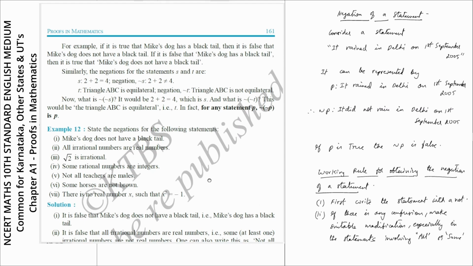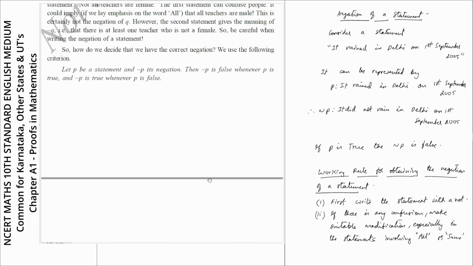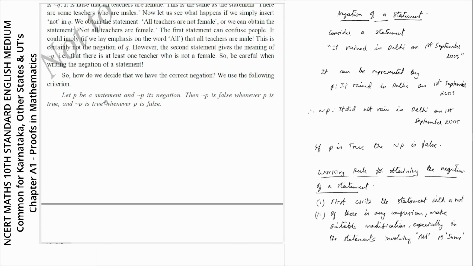Whenever we make a negation of a statement, you should note this point. If P is the statement and not P is its negation, then not P is false whenever P is true, and not P is true whenever P is false. So keeping this in mind, we should make the negation of a statement.